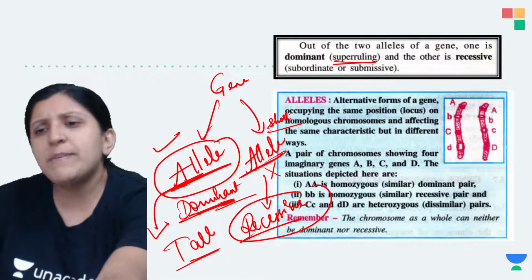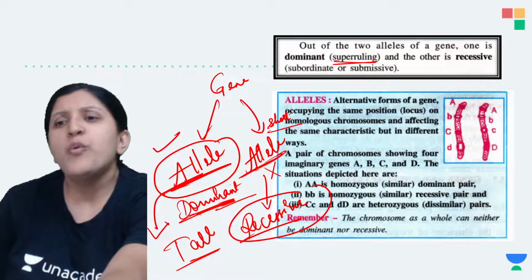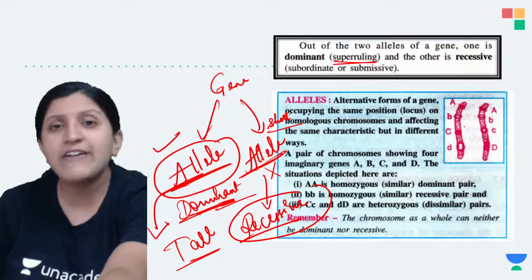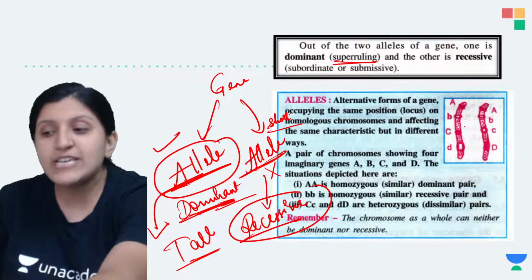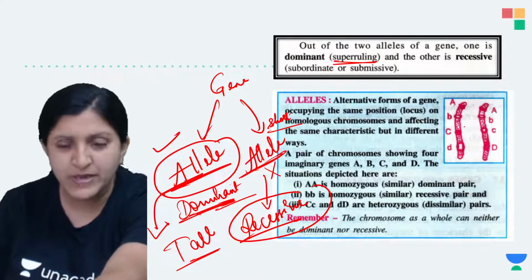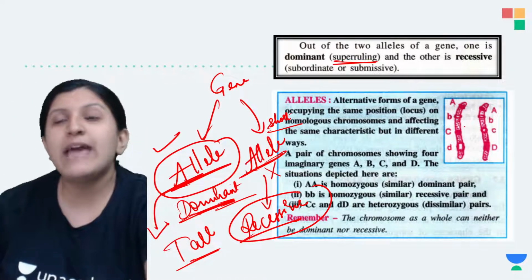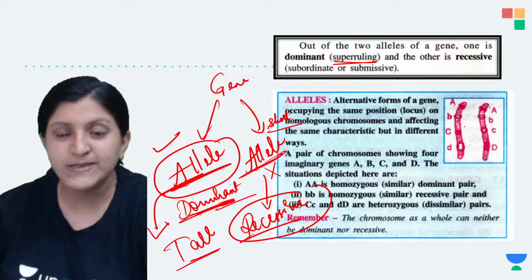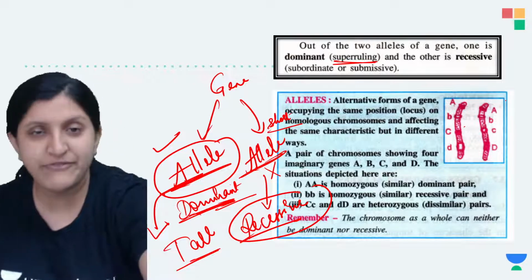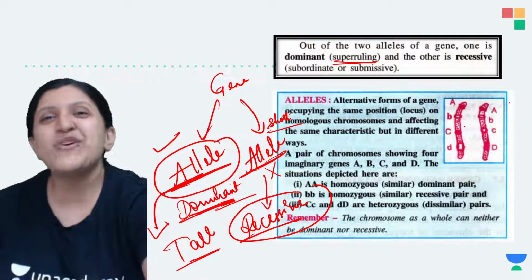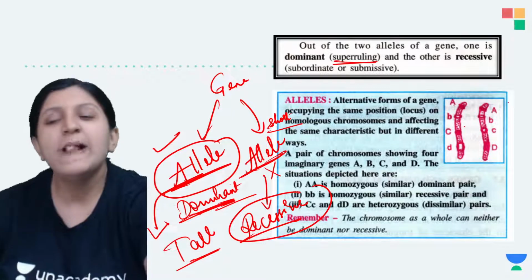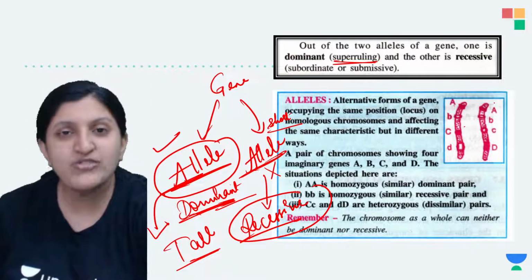Some of the examples are mentioned. It's not that one chromosome should have only one gene. You have already seen that it can have even more than thousands of genes. So one chromosome can have n number of genes. It is not necessary that each chromosome has only one gene, and it is not that 46 chromosomes means 46 genes. Not at all. There can be n number of genes.